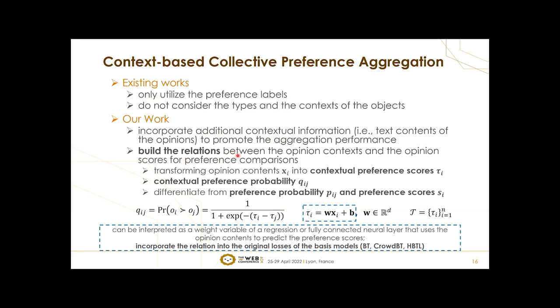We build the relation between the opinion context, here X, and the opinion scores for preference comparison, which we define as tau. So now we have contextual preference scores and contextual preference probability, which are different from the preference probability and preference scores. We can explain this transformation as a weighted aggregation of a fully connected neural network that utilizes the opinion content to predict the preference scores. And we will incorporate this relation into the original loss of the basis model to propose our model.